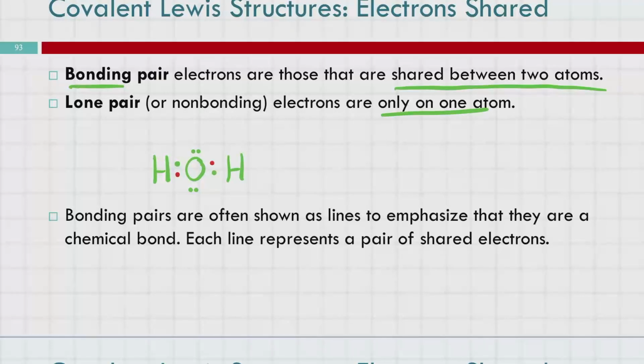So in H2O, we've got bonding pairs that I'll circle here in blue. Those are shared between 2 atoms. It counts for both octets or duets. That's the way that sharing works in the Lewis model. Our lone pairs count for only one of the atoms. So these are not shared.